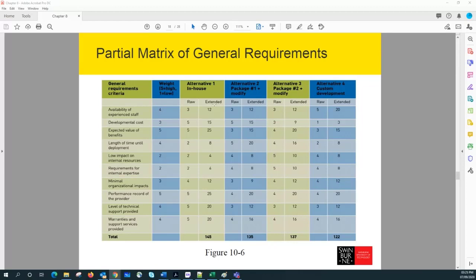Once we have done that, we can take the total extended value for each alternative. Based on this table, we can see that alternative 1 scores very high. So based on the general requirements, developing in-house is much more favorable because it will produce better results for us. So this is one way.